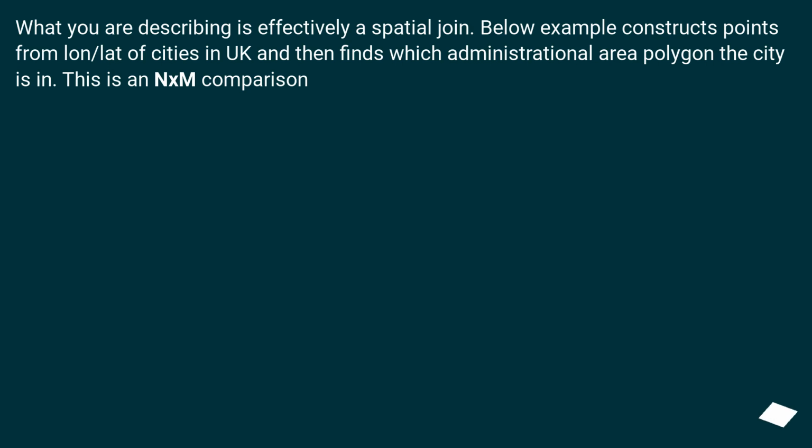What you are describing is effectively a spatial join. Below example constructs points from lon/lat of cities in UK and then finds which administrational area polygon the city is in. This is an NxM comparison.